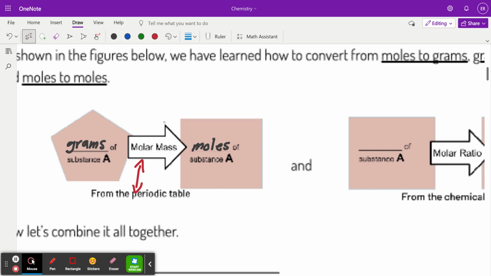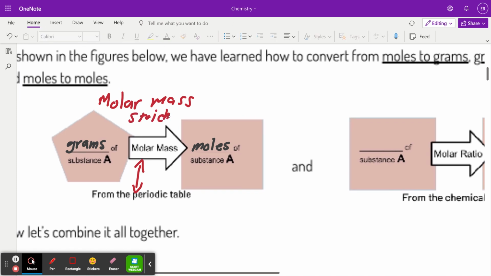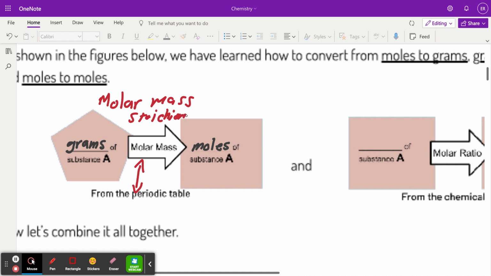If you can't remember any of these steps, go back. We have notes on molar mass and how to get it from the periodic table, and then we also have the molar mass stoichiometry.